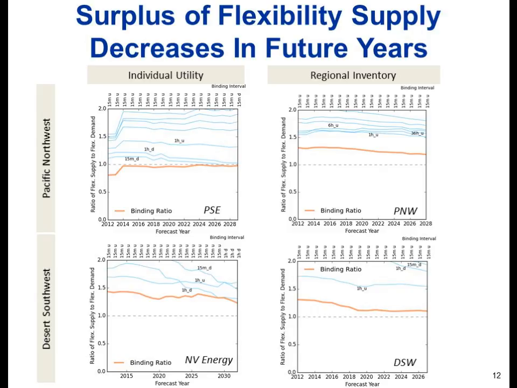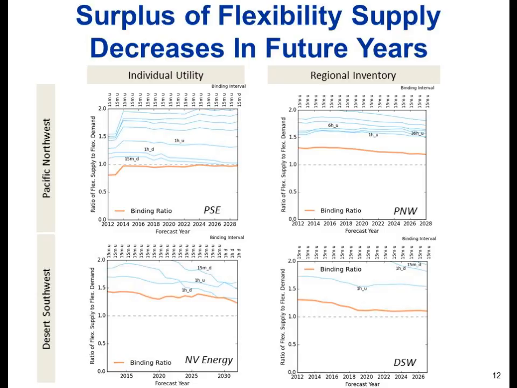For most cases, we can see that the ratio of flexibility supply and demand decreases over the planning horizon, since flexibility supply grows at a slower rate than the flexibility demand grows. But the rate of decrease of this ratio isn't that rapid in most of these cases. We should also note that the binding ratio is above 1 in all of these cases, except for this Puget Sound Energy, where it's right on the line.